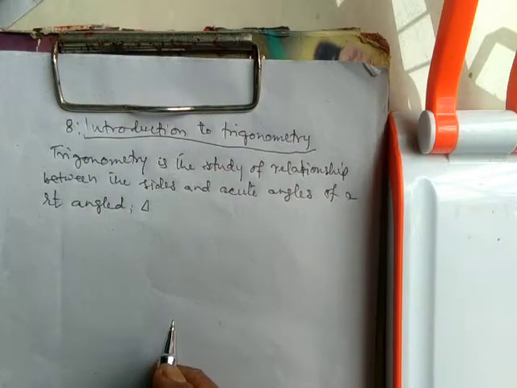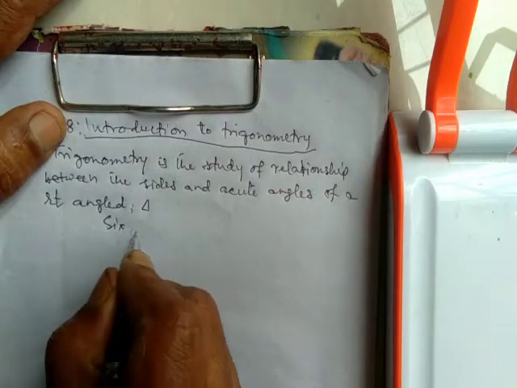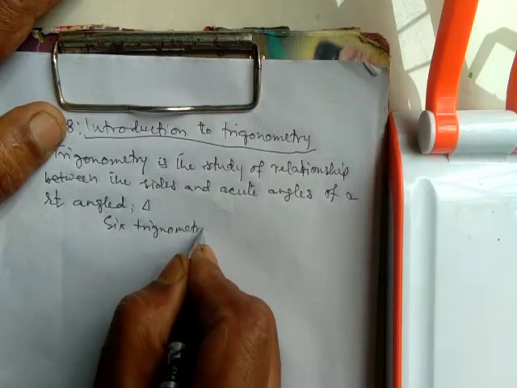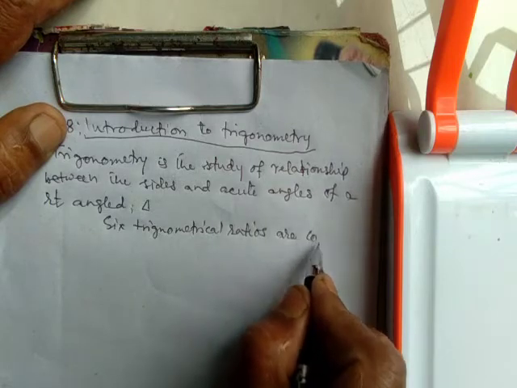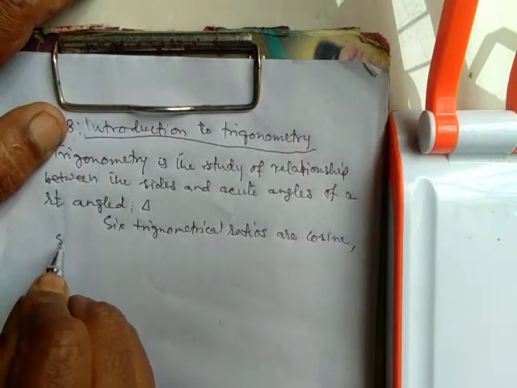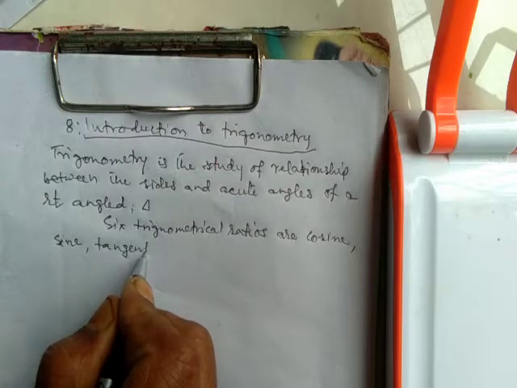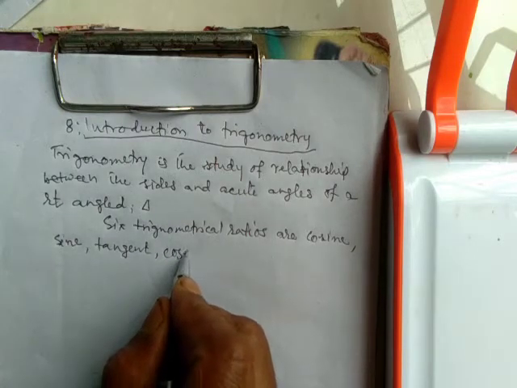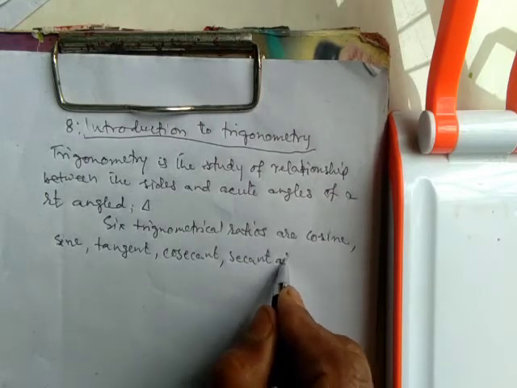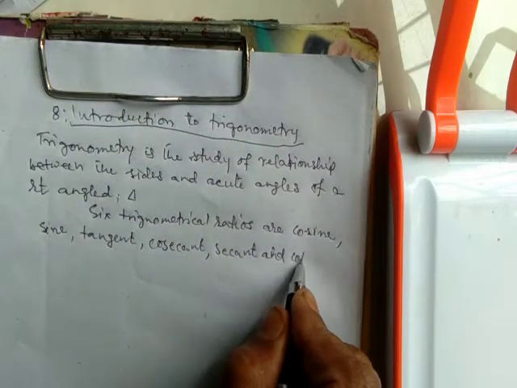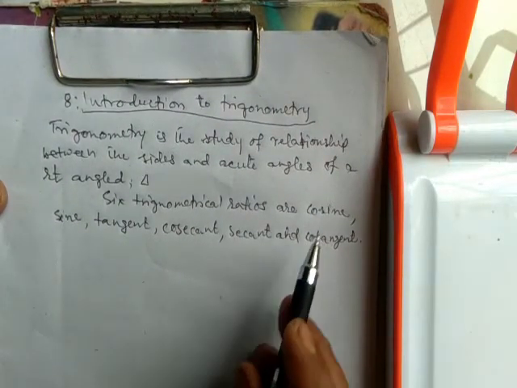See, there are 6 trigonometrical ratios. They are sine, cosine, tangent, cosecant, secant, and cotangent. So these are the 6 ratios.